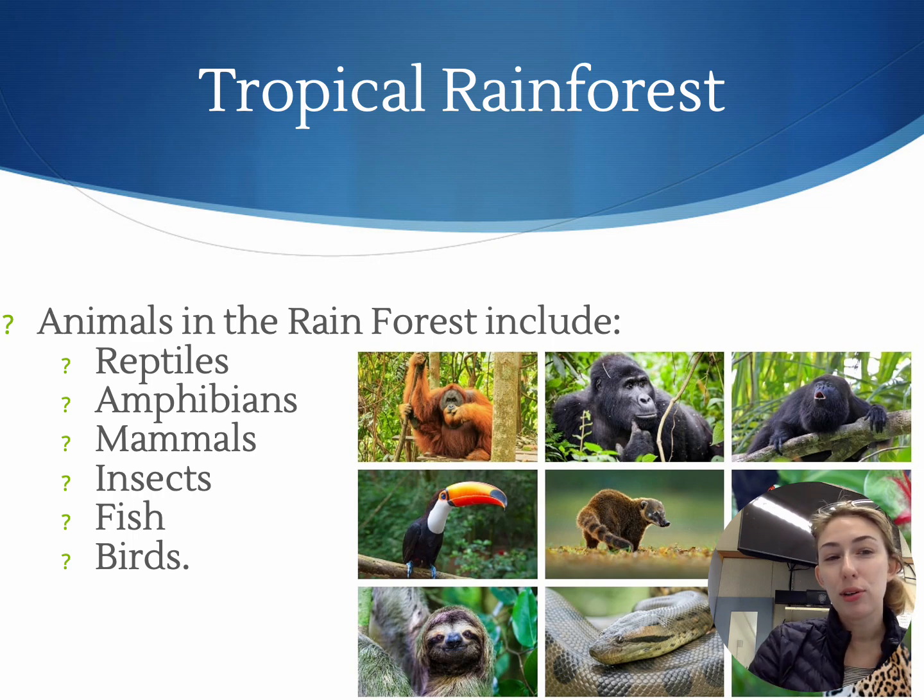Animals in this rainforest include things like reptiles, amphibians, mammals, insects, fish, birds. You have a huge variety in the species that live here. They're really fun to look at the pictures of the animals, so I'm going to go through lots of pictures of animals for this lesson.